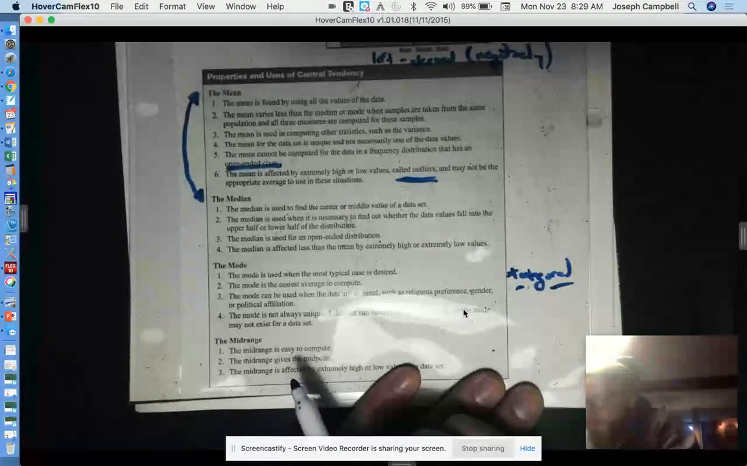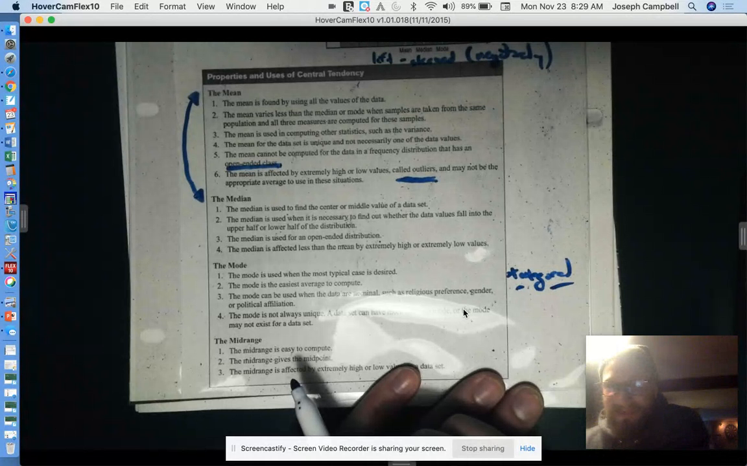Okay, so uniform distribution for mid-range, the mode for categorical, the median for left or right skewed or outliers, and the mean is for symmetrical bell-shaped distributions.